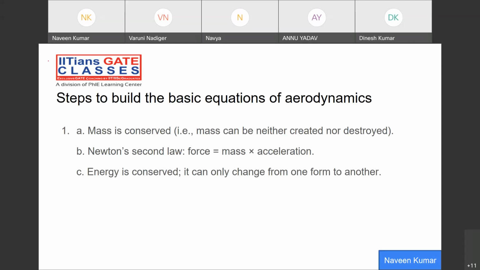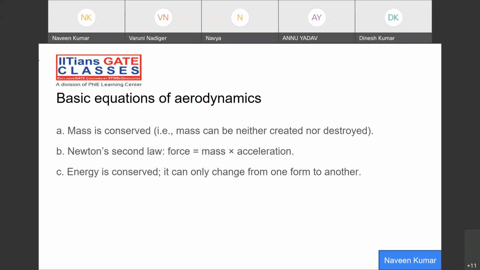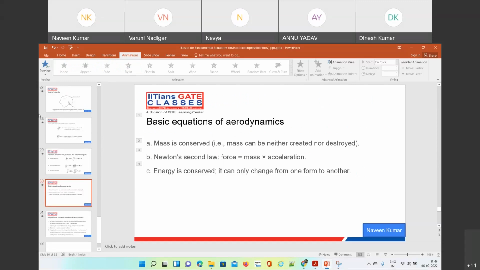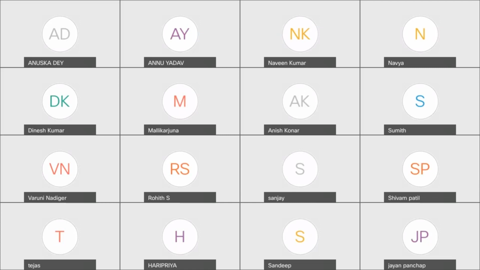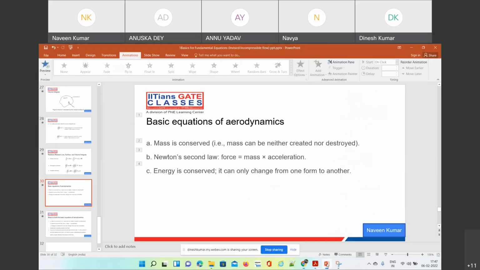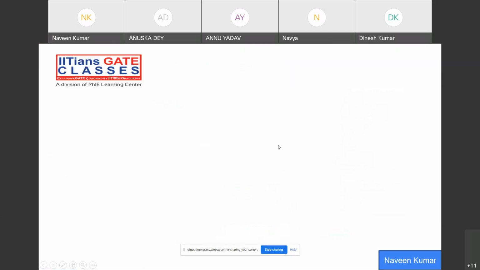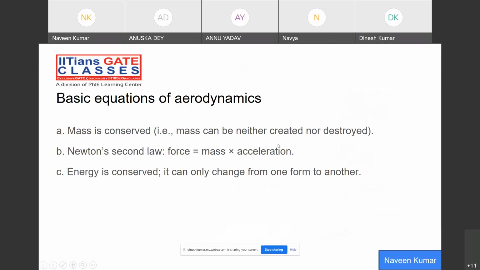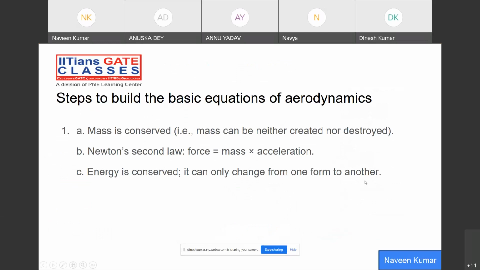Sir, have you changed the slide? Yes. But it's showing the relation between line, surface and volume integrals. Oh, is it? Okay, I'll share it again. Just hold on. For me also it's changing. Okay, no problem. I'll share it again. Can you see it now? Yes, sir. Thank you, sir. Okay, no issue.